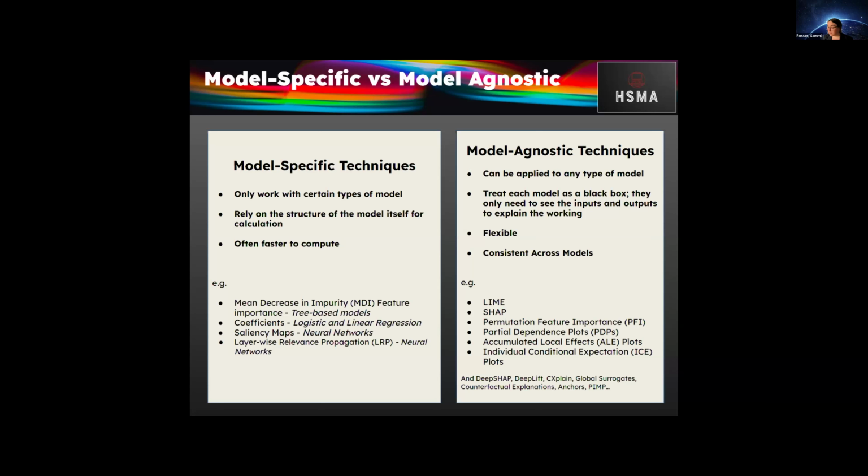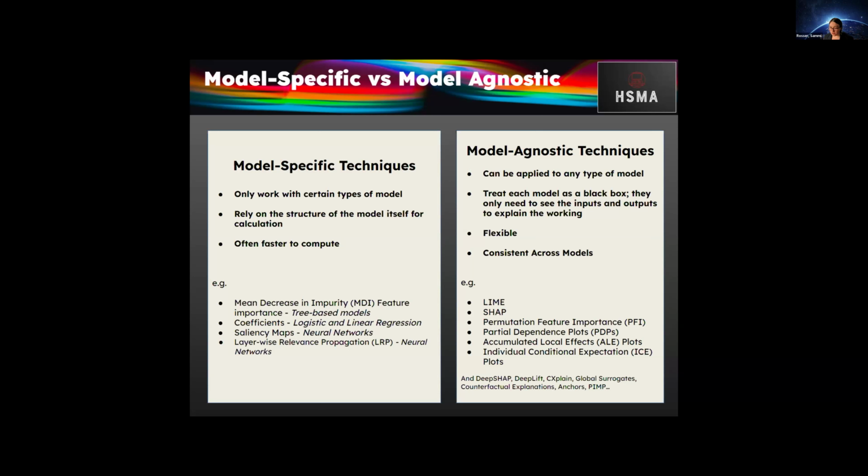Model agnostic techniques, so say, can be applied to any type of model. Each model is effectively treated as a black box. All that these techniques need to be able to make an assessment of what matters and how the predictions are being made is they need to see the inputs and they need to see the outputs. They are flexible and they are consistent across the models that they are run on.